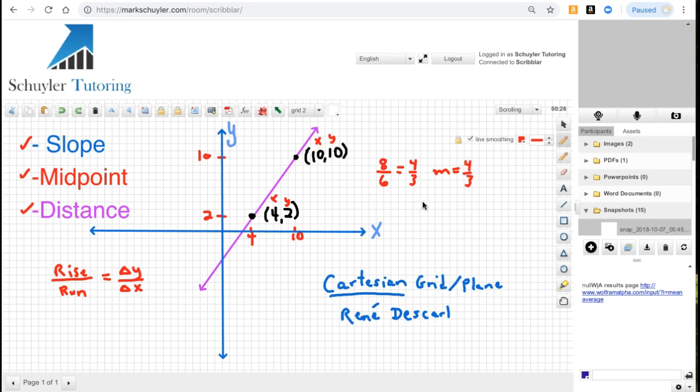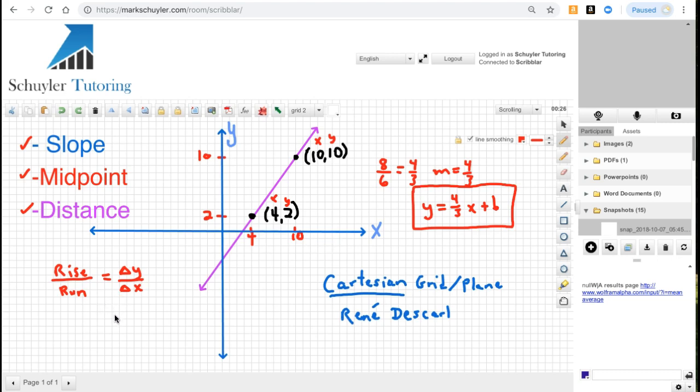Life is good. And we would slot that in to the equation of a line. y equals mx plus b. I'm going to drop in the 4/3 for m. Here's the x, here's the b. The b is the y-intercept, you'll recall, and this whole thing is called the equation of a line. Sometimes it's called the slope-intercept form.